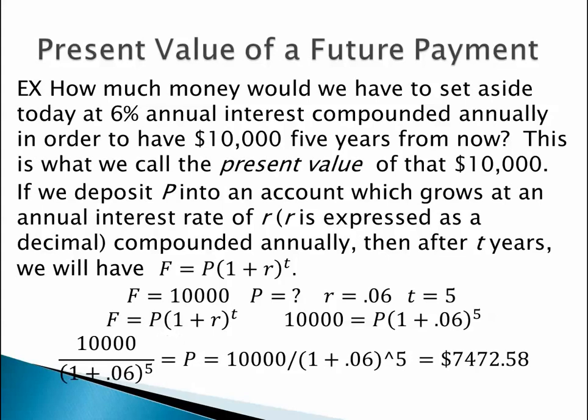And the answer turns out to be $7,472.58. That's the present value of that $10,000 5 years from now. In other words, that is what we would have to set aside today in order to have $10,000 5 years from now.